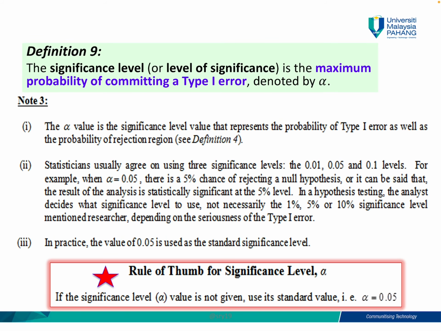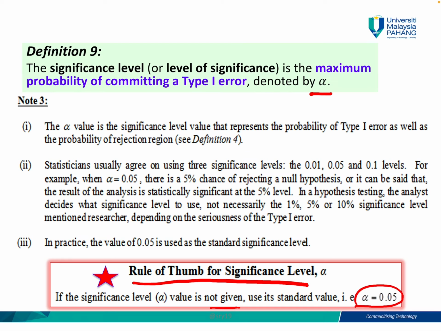This one is the significance level, the alpha. The significance level is the maximum probability of committing a type 1 error, denoted by alpha. So alpha is actually the type 1 error. Look at here, rule of thumb using significance level: if alpha is not given, use the standard value, alpha 0.05.